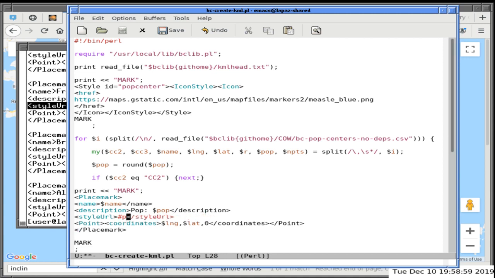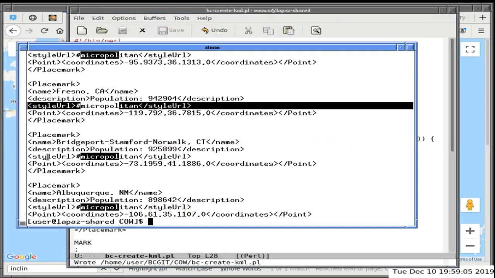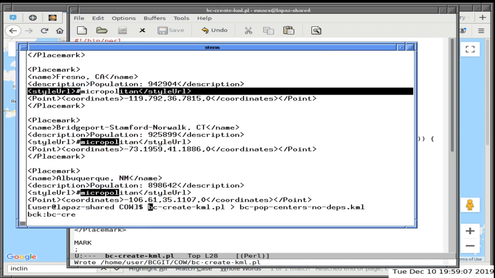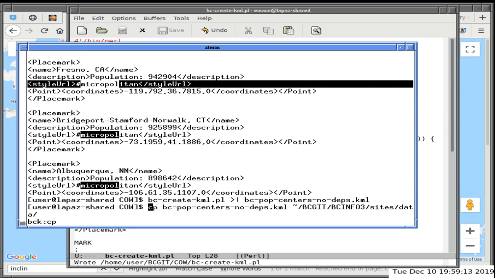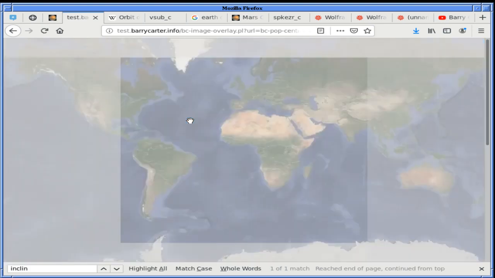Pop center. So let me go ahead and recreate that, and we'll just copy over that. Okay. And we're going to sync it. If this works, we're definitely going to push to Git, because we're getting a little bit behind on that. And after we push it to Git, we're going to create the no-depths version, or whatever.